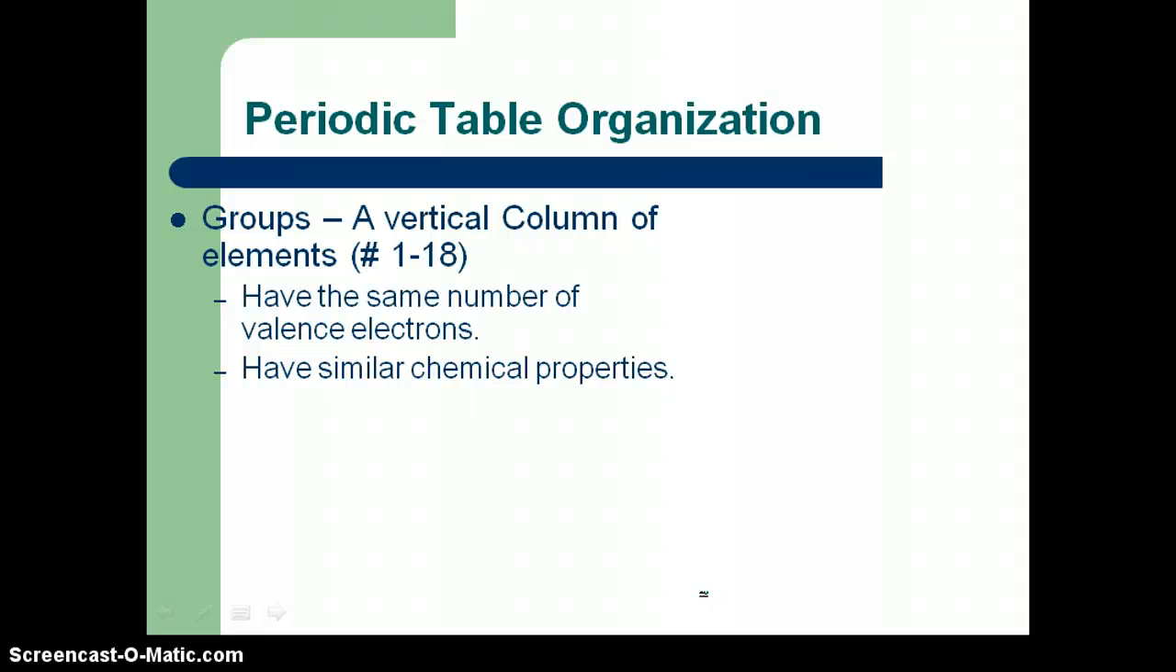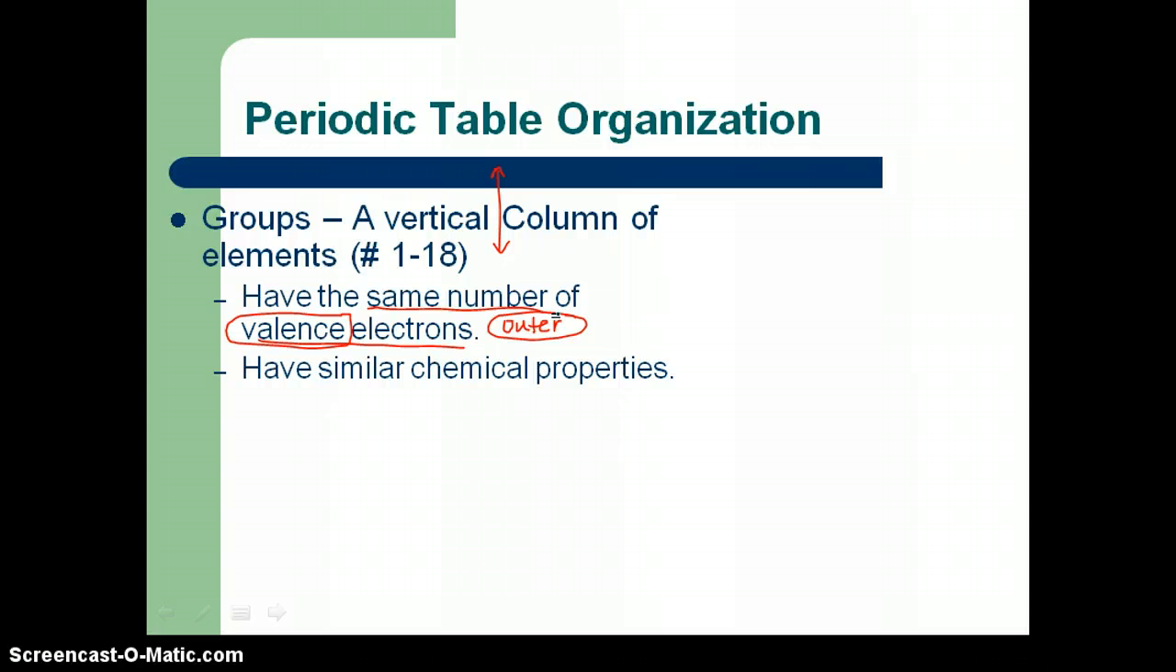So a couple things with periodic table organization. Groups are vertical columns, so they're the columns that go up and down. There's 1 through 18. I'll label these in just a moment for you on the picture of our periodic table, and you can label them on your periodic table as well. The key part about groups is they have the same number of valence electrons. That word valence is coming up again. Those are outer electrons, the ones in the outermost energy level.